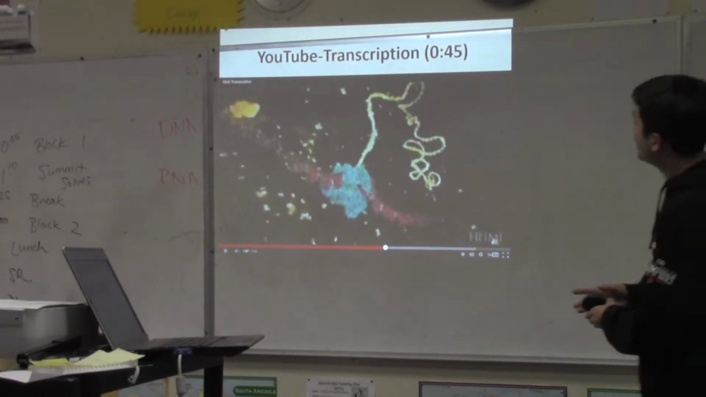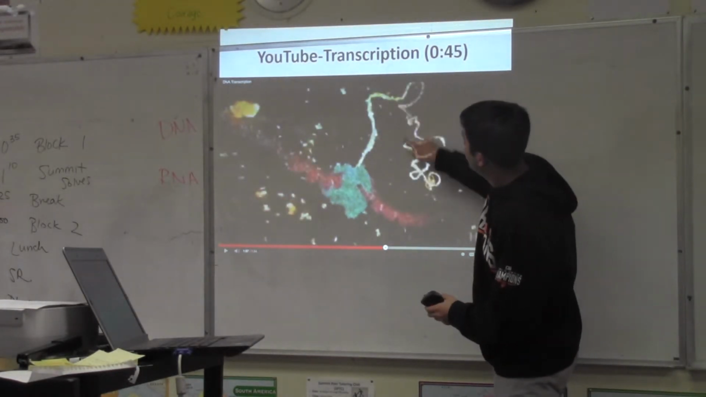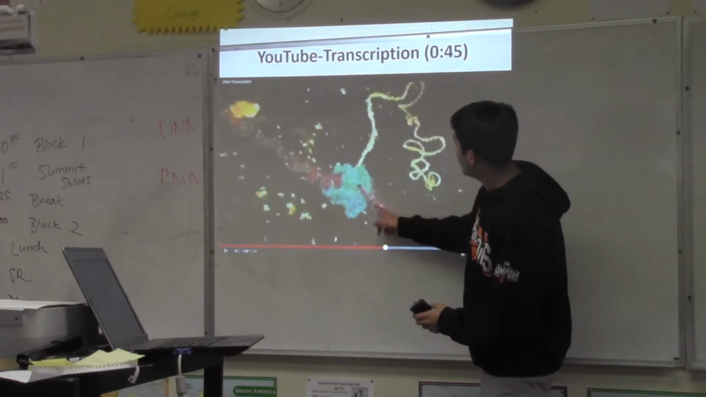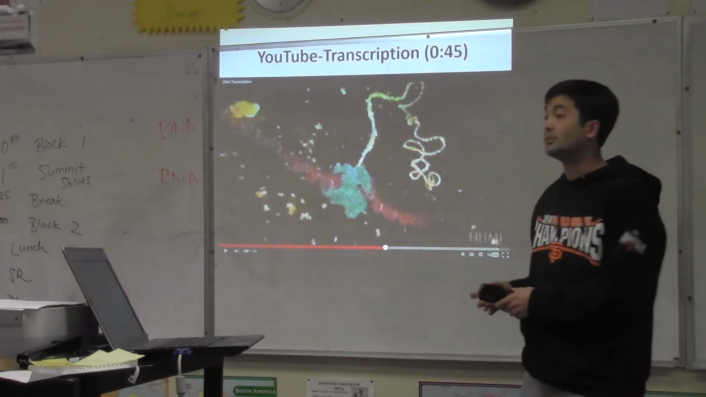And so this big long strip of mRNA is being made. And you can really notice that it's single-stranded here, versus this DNA, which is a lot bigger. It's that double strand.